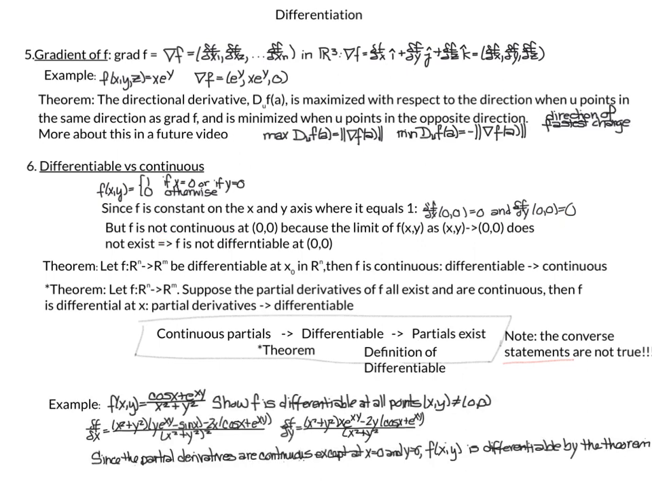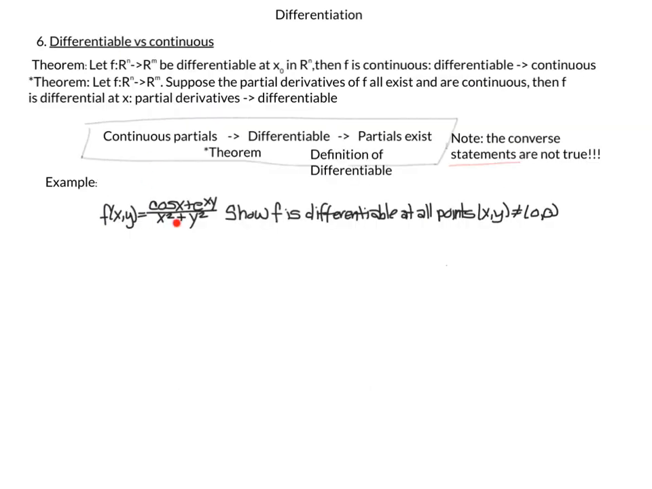An example of how we apply this theorem goes to this function f of x here. We want to show that f is differentiable at all points (x, y) not equal to (0, 0). So I cleared out some space to make room for my example. I'm going to start by taking the partial derivative of this with respect to x. I'm going to consider y a constant, and since this is a quotient, I need my quotient rule, so that's the denominator times the derivative of what's on top, considering y a constant.